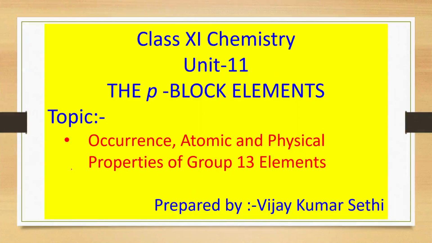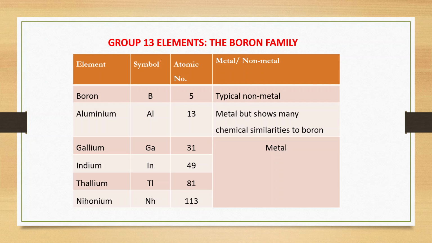Class 11 Chemistry, we were discussing Unit 11, the P block elements, and in this video we'll discuss the occurrence, atomic and physical properties of group 13 elements. Group 13 elements, the boron family. These are the members: boron, aluminium, gallium, indium, thallium and nihonium.